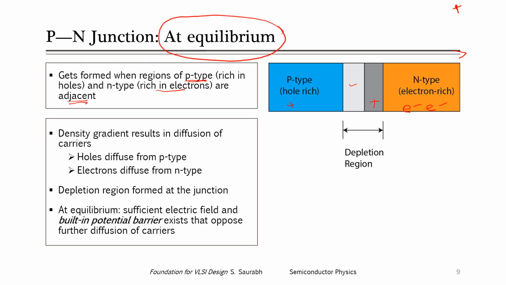No further movement of electron-hole pairs occurs, and in that situation what we have is a built-in potential. There is an electric field, and therefore there is a potential barrier which is opposing the movement of electrons and holes to the other side, right? So at equilibrium, the potential barrier prohibits movement of electrons and holes to the other side, right?